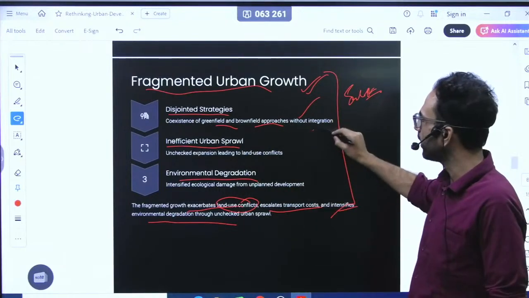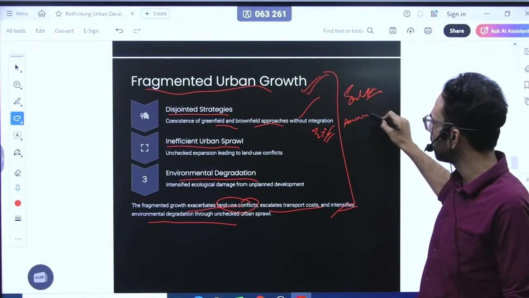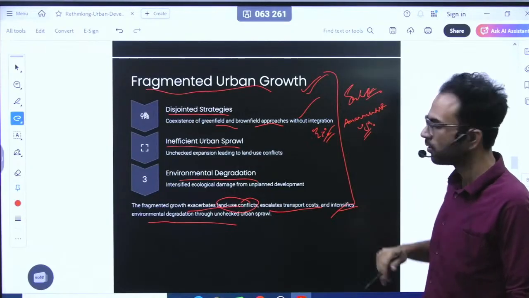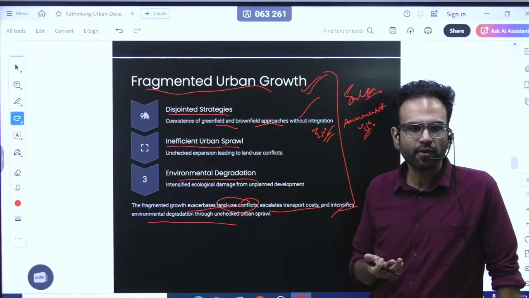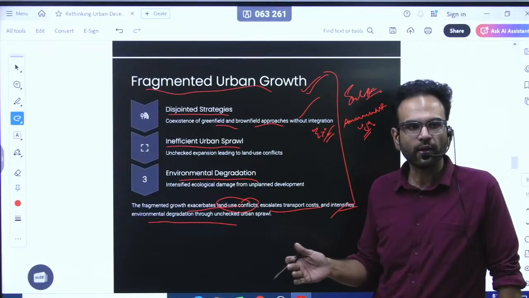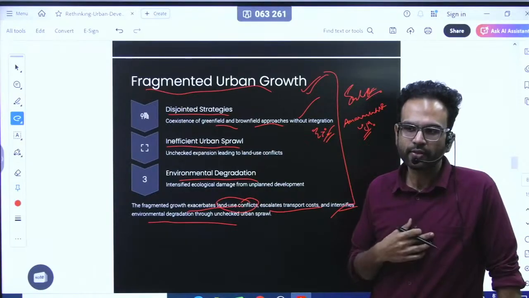What is the example here? Presence of Amravati and Vijayawada, for example. You are also focusing on development of Vijayawada and also developing Amravati, which will require cost. How do we optimize it? We need to think along those lines.